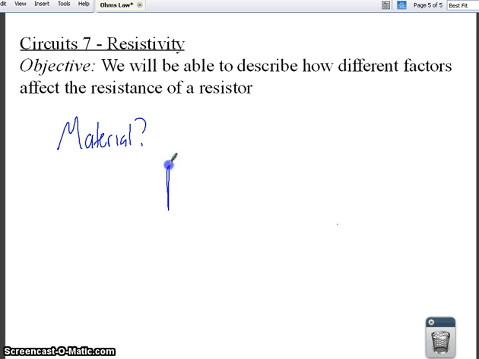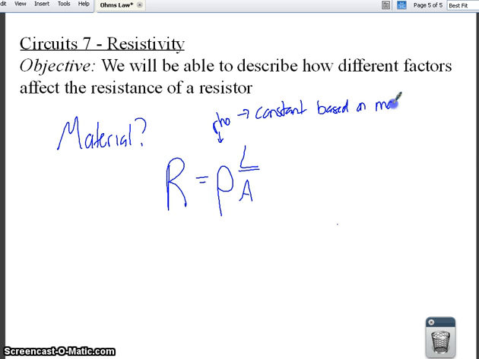So we have this equation right here. Resistance is equal to the resistivity. This is the symbol rho, the Greek symbol rho, times length over area. Okay, so rho is a constant. Rho is a constant depending on the material. So for example, if we were looking at aluminum, aluminum would be 2.82 times 10 to the negative eighth ohm-meters. This is the unit for resistivity, okay? That's just a constant, all right?